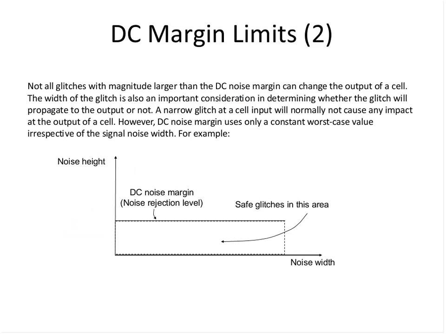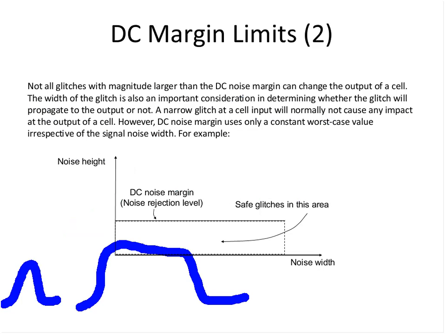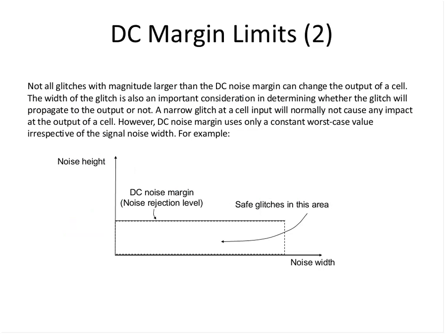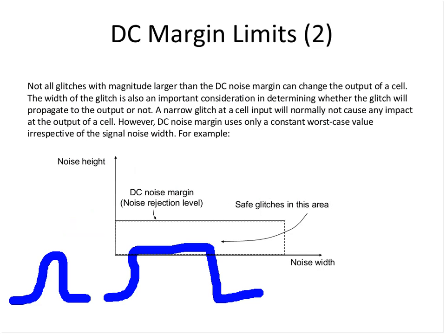Now, not all glitches with magnitude greater than the DC noise margin can change the output of the cell. The width is also important. That means if the glitch is very narrow, if it goes very quickly, so a very narrow bump, the slides talk about the difference between these two glitches. Where there is a narrow bump, I will draw it again. So now let us say the height of the bump is the same, but one bump is narrow and one bump is wide. Obviously the wider bumps will go through because they allow sufficient time for charge to propagate, but not all narrow bumps will go through. So the width of the glitch is also an important consideration.